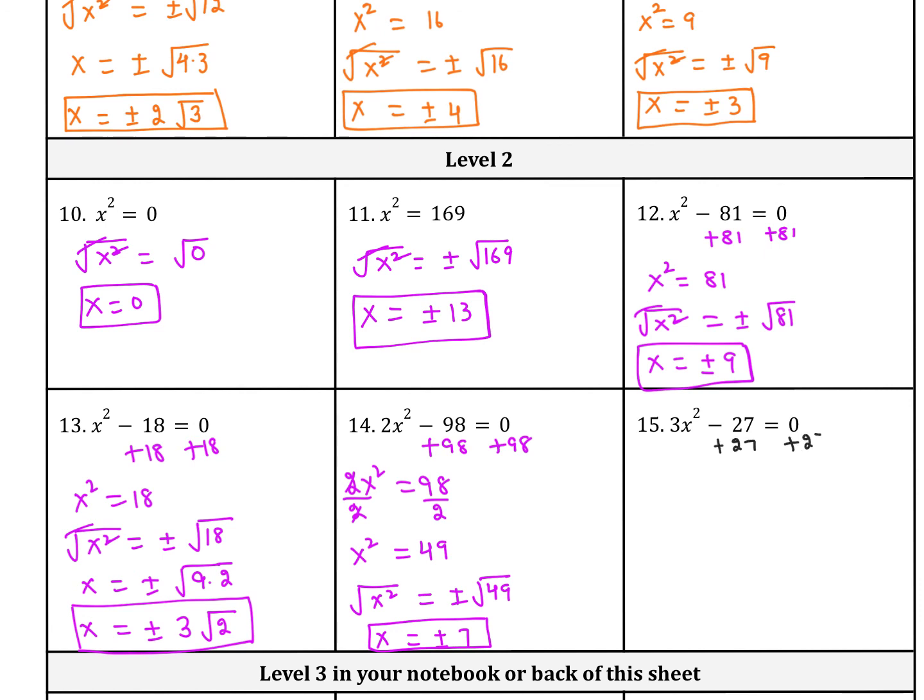Add 27. 3x squared equals 27. You got x squared equals 9. And when you take square root on both sides, x square and square root cancel. X equals plus or minus 3 because square root of 9 is 3.